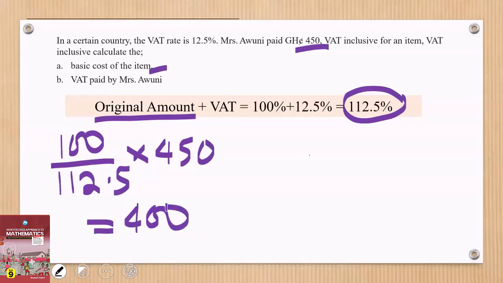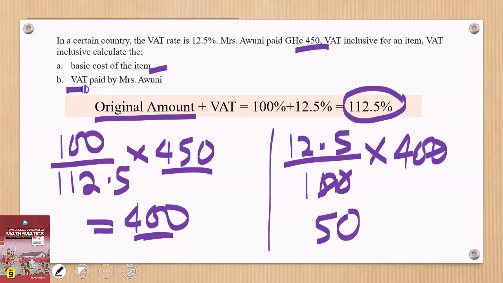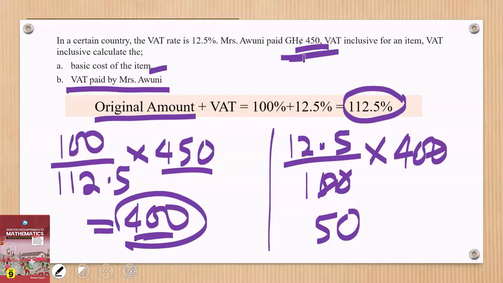Now this 400 simply means the basic cost was 400, but because she paid VAT inclusive, that's why she paid 450. Now for us to find the VAT paid by Mrs. Awuni, we can also say VAT is 12.5 divided by 100, then we multiply that by 400. Now, when we do simple cancellation here, we get our answer to be 50. That means she paid a VAT of 50 Ghana cedis in addition to the original price. That's why the amount was 450.